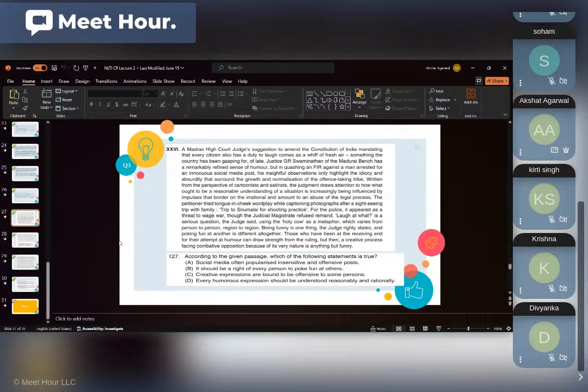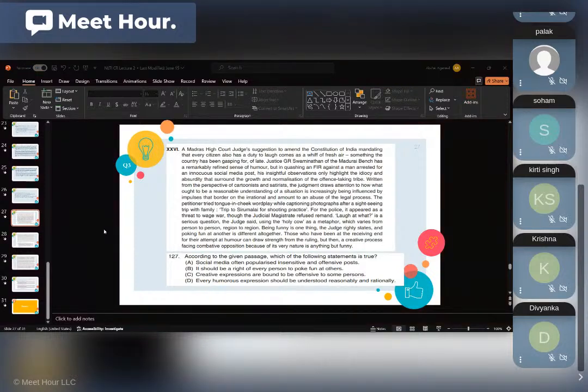So option A may be correct in and of itself. If I tell you in a colloquial conversation that social media often popularizes insensitive and offensive posts, you might say, yeah, that's correct. But in light of the passage, we don't have any information on the basis of which we can draw this conclusion. There is a mention of social media, but that is just to tell you that the post because of which the person got arrested was completely innocuous. I hope that makes sense.